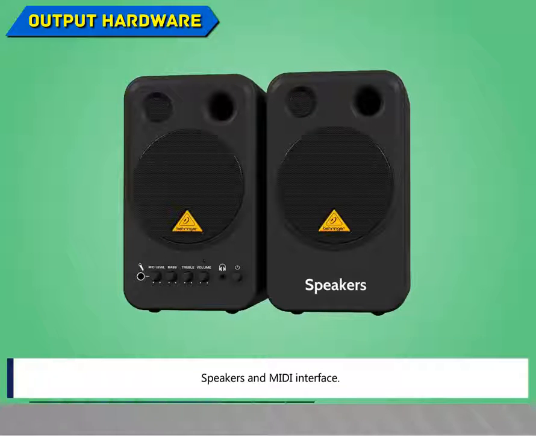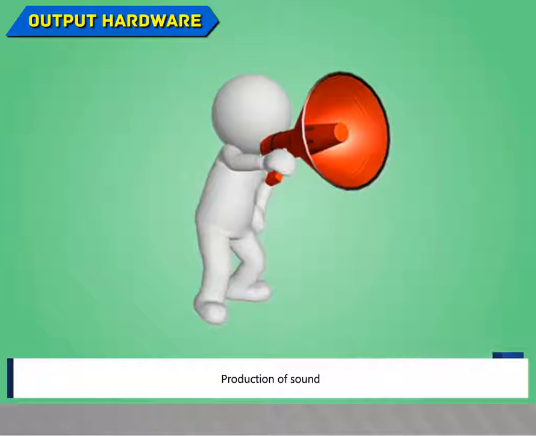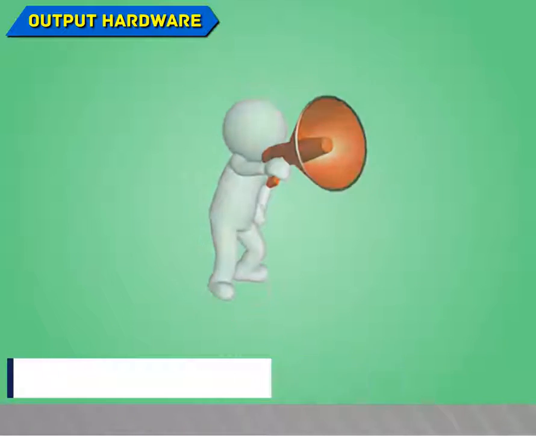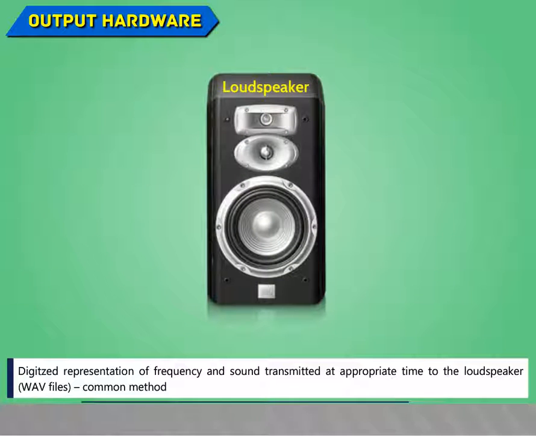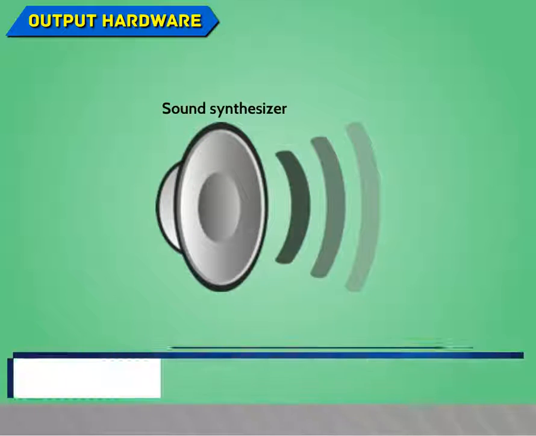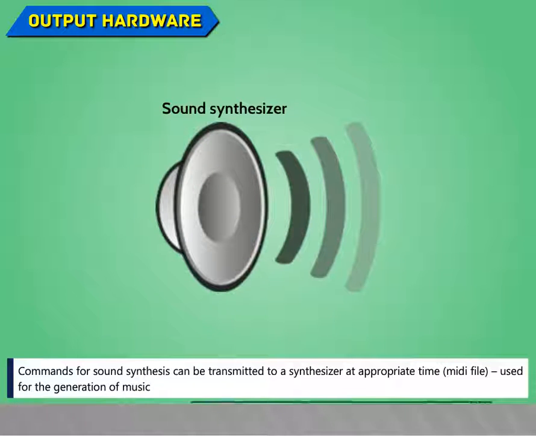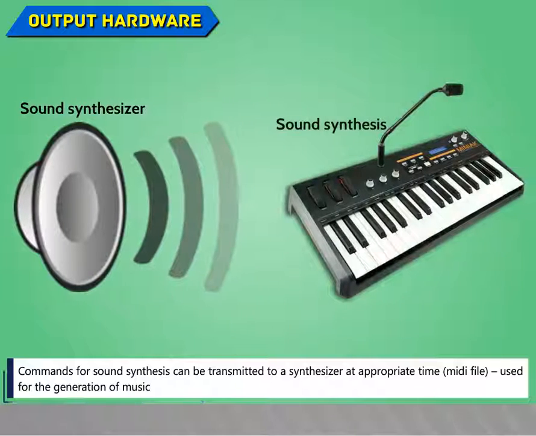Speakers and MIDI interface. Production of sound. A digitized representation of frequency and sound transmitted at appropriate time to the loudspeaker, that is .wav files, is the common method. Commands for sound synthesis can be transmitted to a synthesizer at appropriate time, that is MIDI file used for the generation of music.